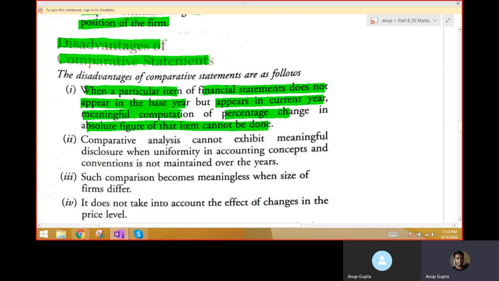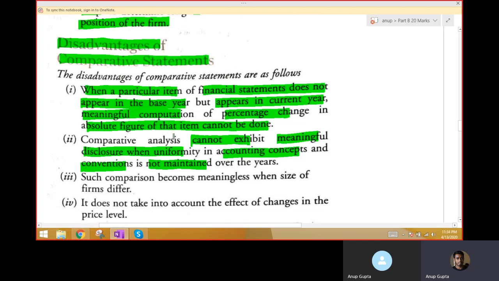The second one is the comparative statement analysis cannot exhibit meaningful disclosure when uniformity in accounting concept and accounting convention is not maintained. Just as a small example, there are different methods of calculation of depreciation, like the reducing balance method or written down value method, and the straight line method. If one firm is charging the straight line method and another firm is charging the WDV, written down value method, in that case the comparison between the two firms will not be a viable one, because the method of charging or the use of accounting concept or convention is not the same.